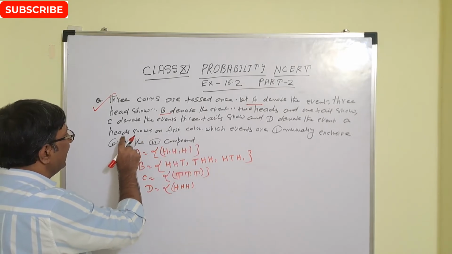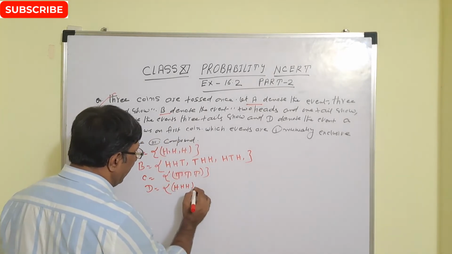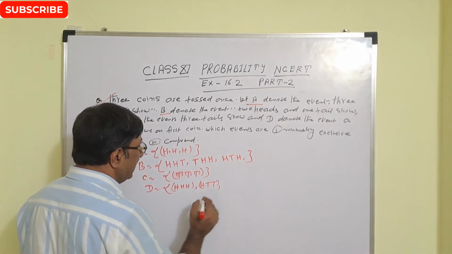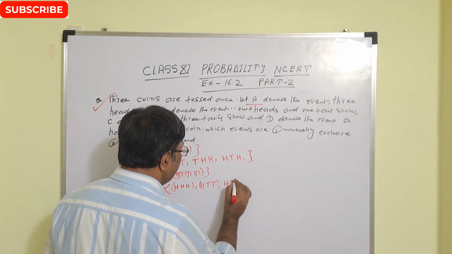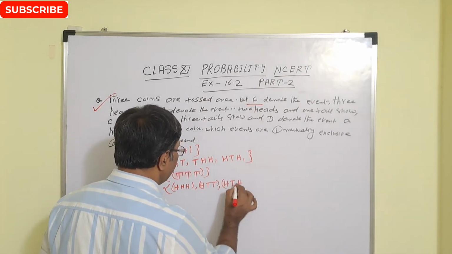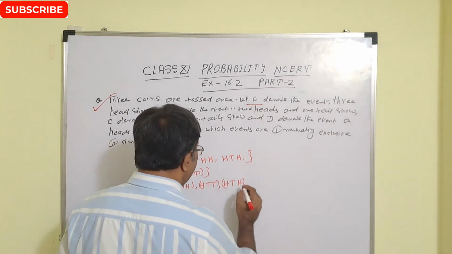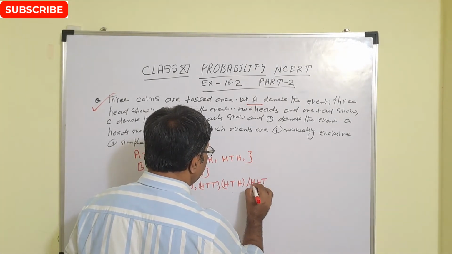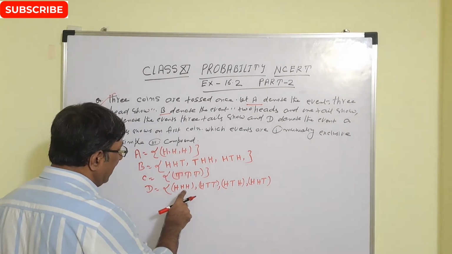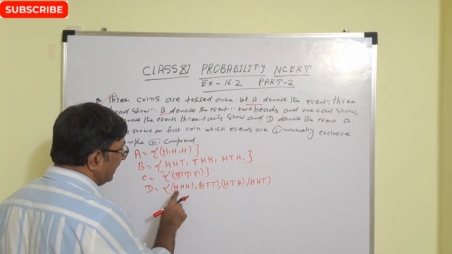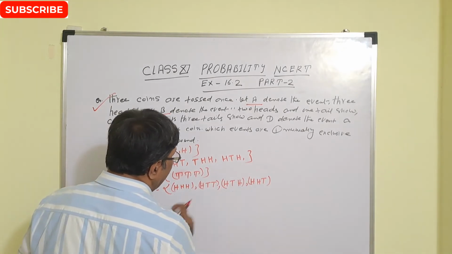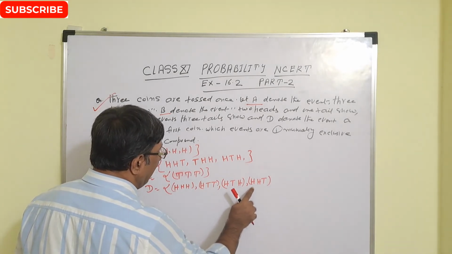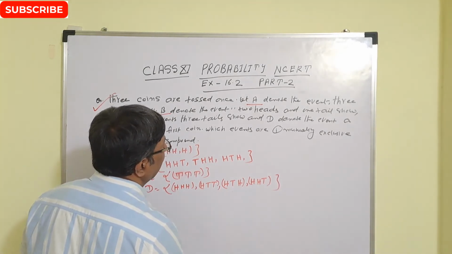So D denote the event a head shows on first coin. So maybe this is H T T. Maybe this H T H. Right? And maybe H H T. Okay, so in every part there is a what? First H. Here first H, here first H, here first H, and here also first H. And maybe any other things just like HHH, HHT, HTH. These are the events. Okay.